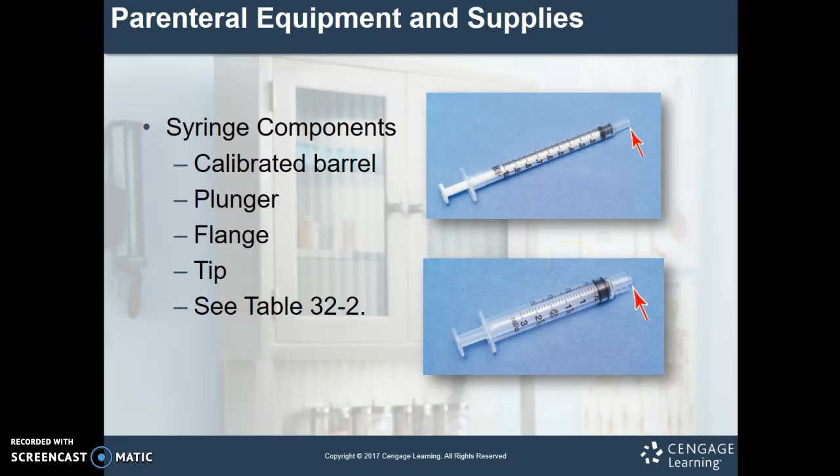The flange is the flared plastic rim of the syringe used for guiding the plunger. So the flange is here. You can hold on with your fingers there. And let's see, table 32-2 has these descriptions.